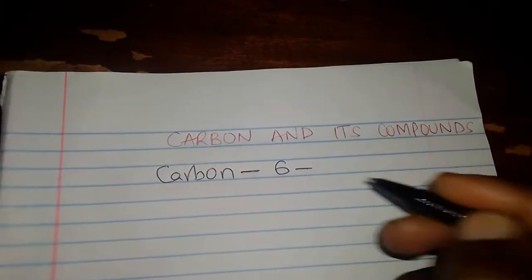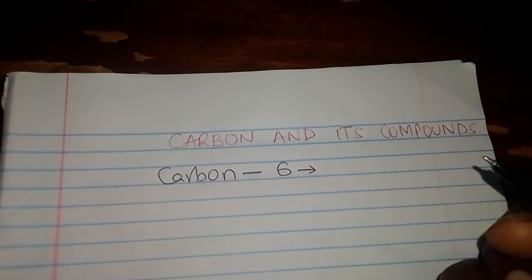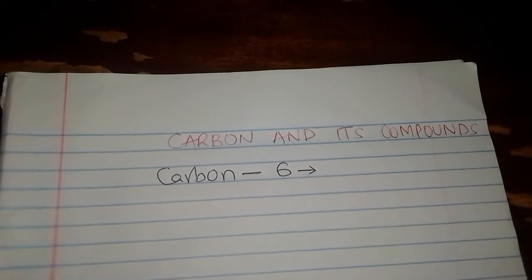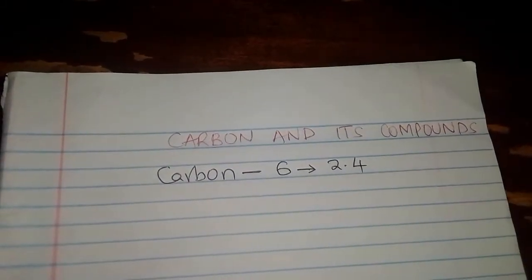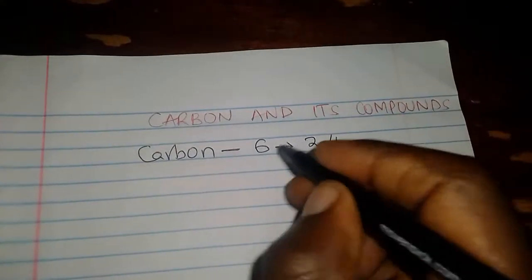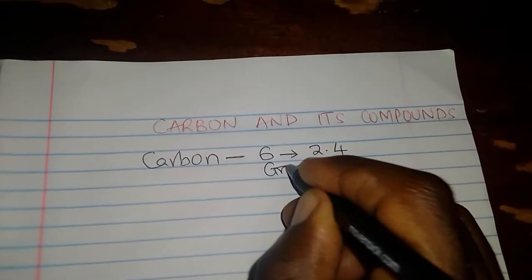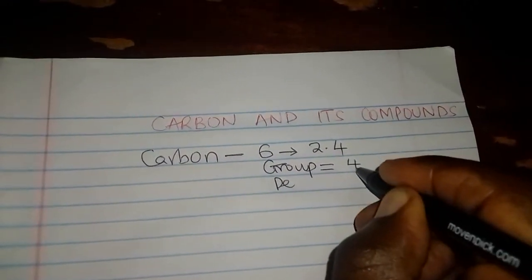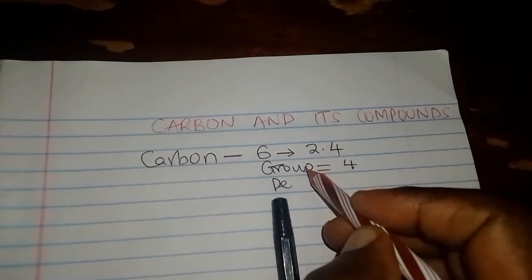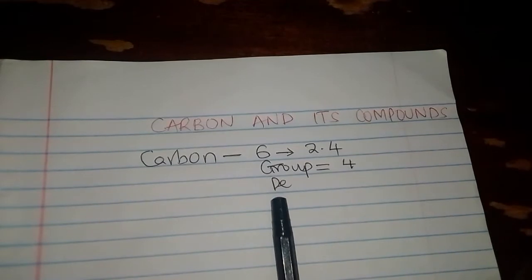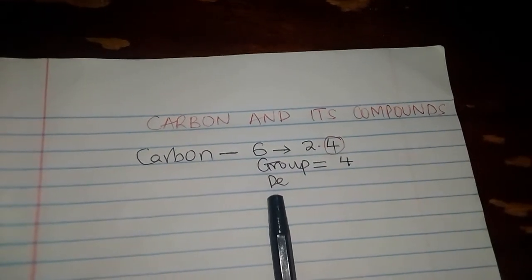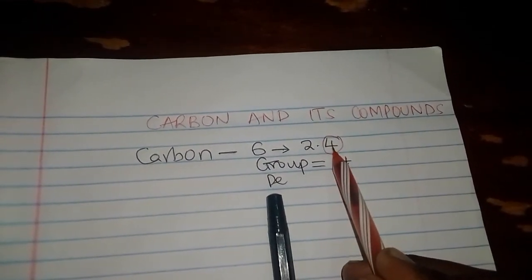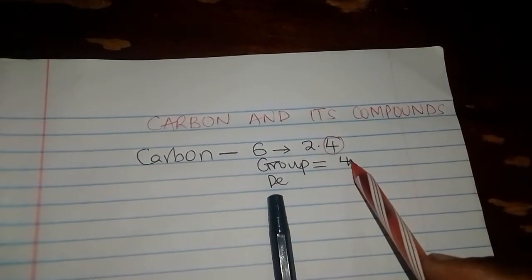Of course its electron configuration, or electron arrangement, the arrangement of electrons in the energy levels in the structure of an atom, is 2,4. So I can say that this element is found in group 4. Why? I've always been telling you that the group of an element in the periodic table relies on the number of electrons in the outermost energy level. There are 4 electrons in the outermost energy level, and that means this element is found in group 4.